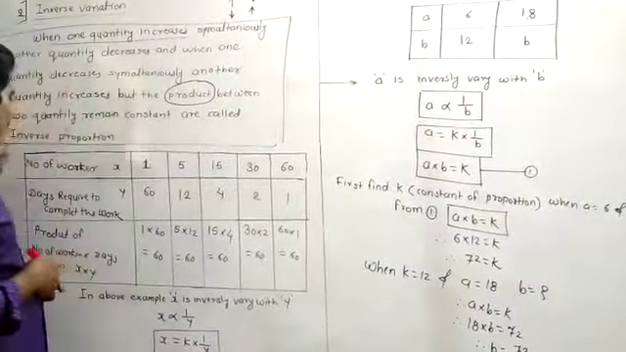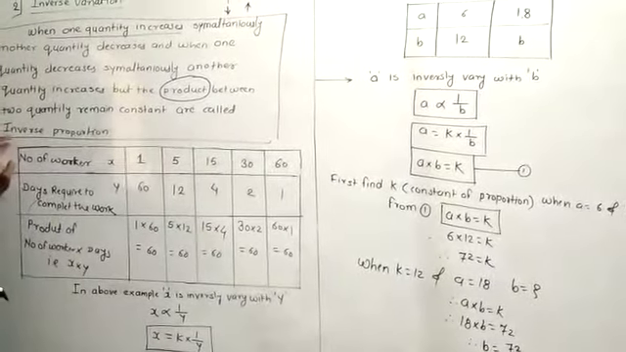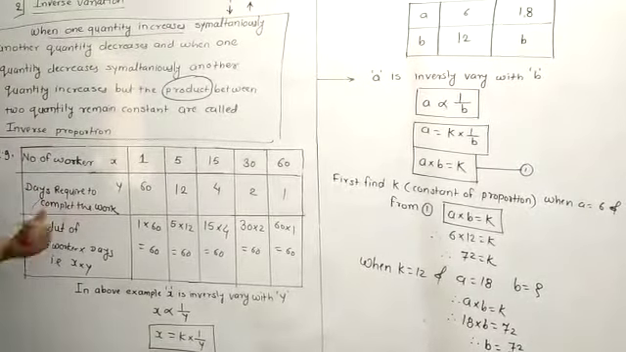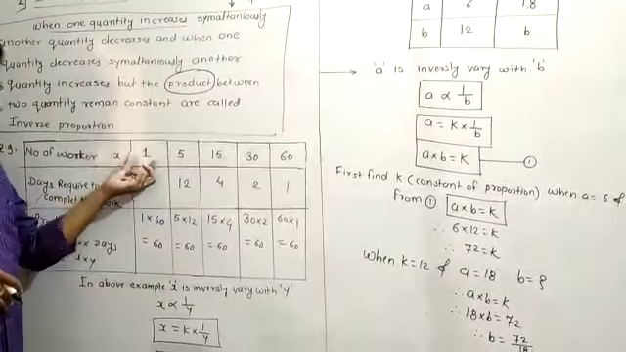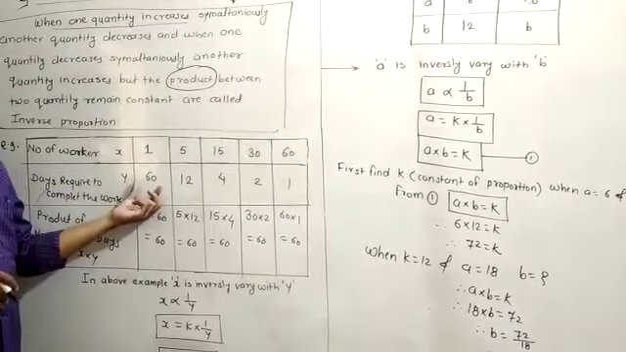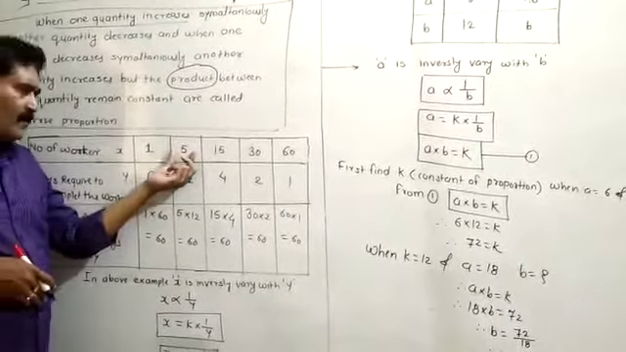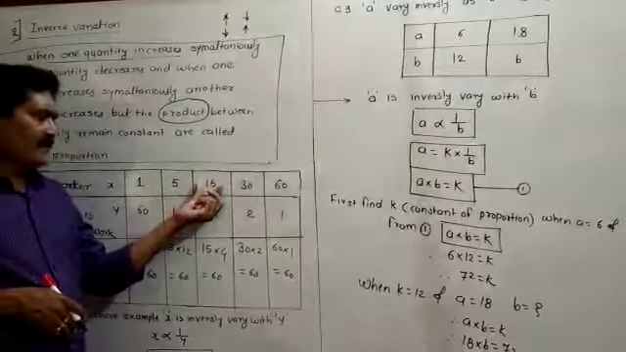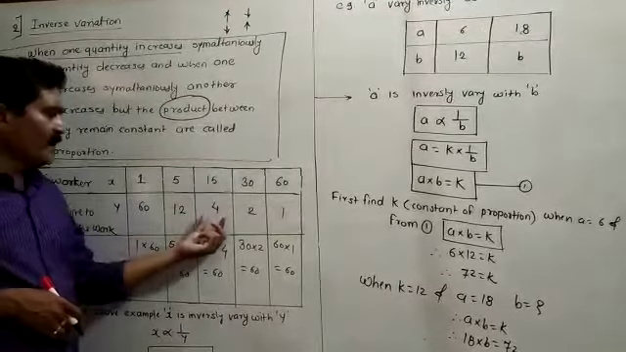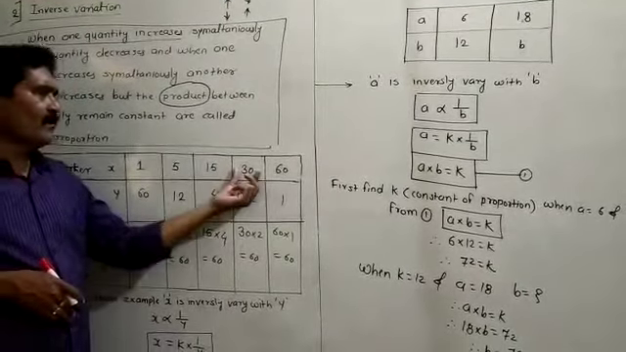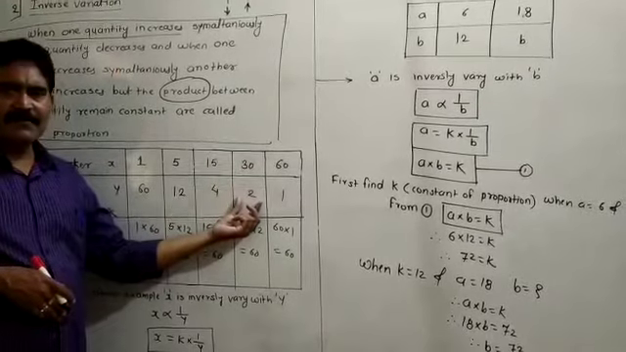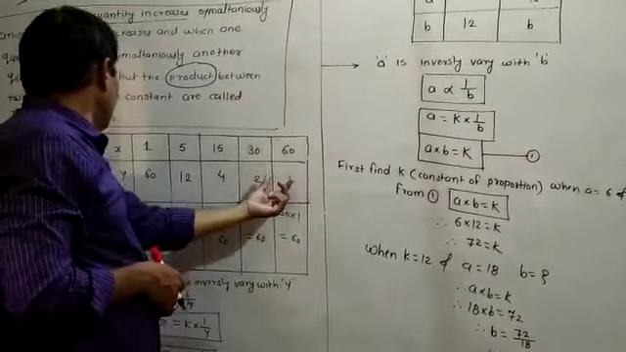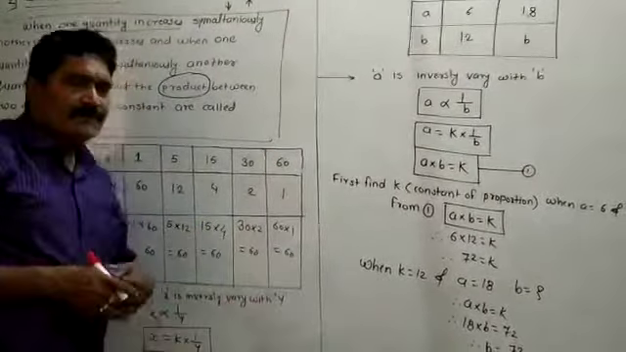Here I will explain this by taking an example: the number of workers and the days required to complete the work. If the number of workers is 1, the days required to complete the work is 60. If the number of workers is 5, the days required is 12. If the number of workers is 15, the days required is 4. If the number of workers is 30, the days required is 2. And if the number of workers is 60, the days required is 1.